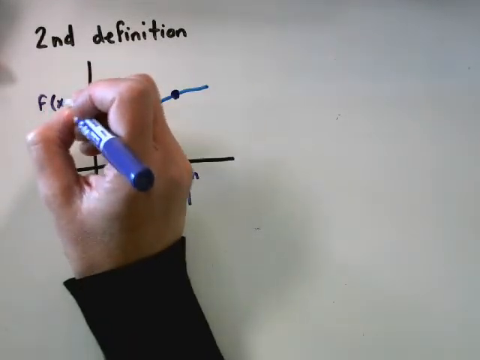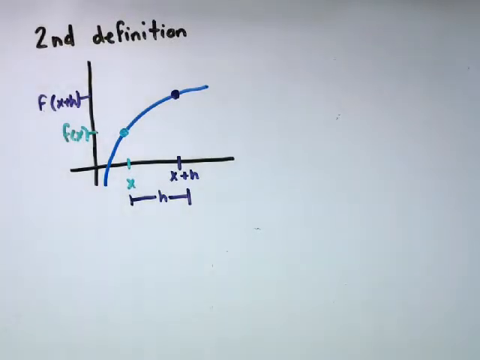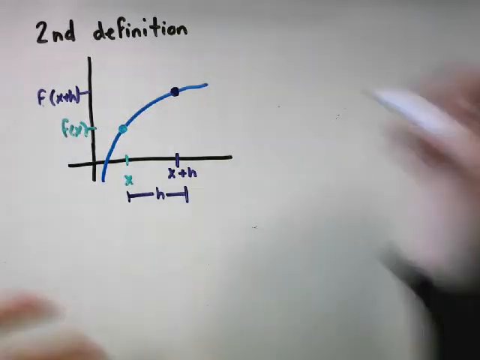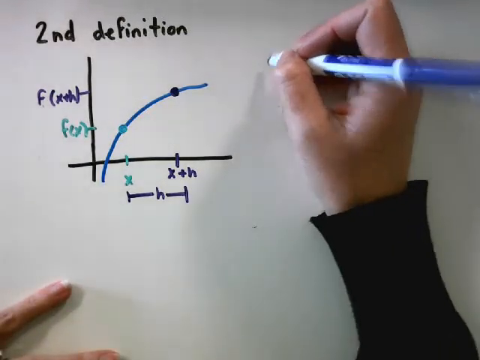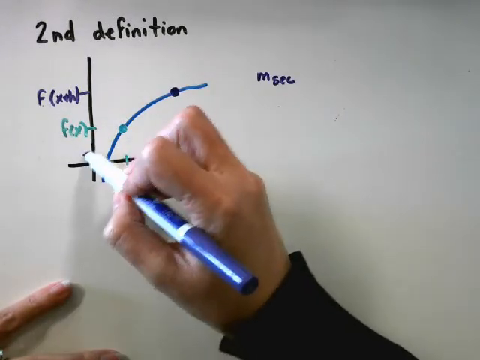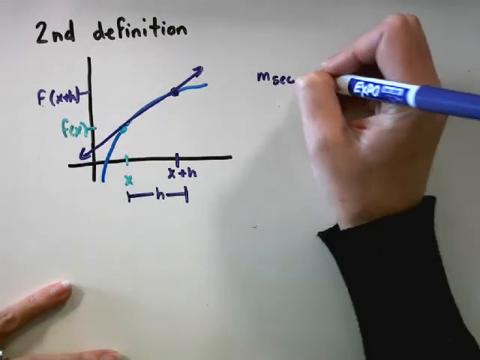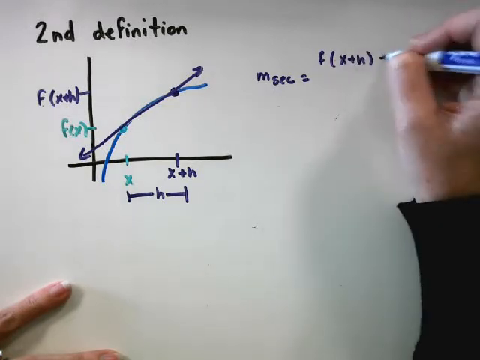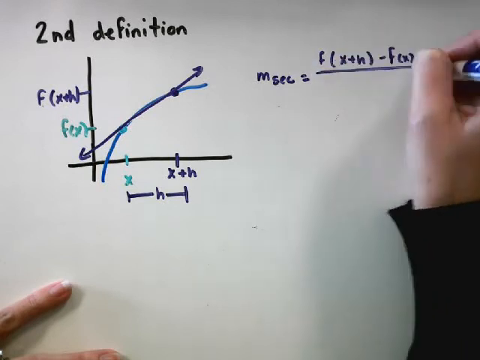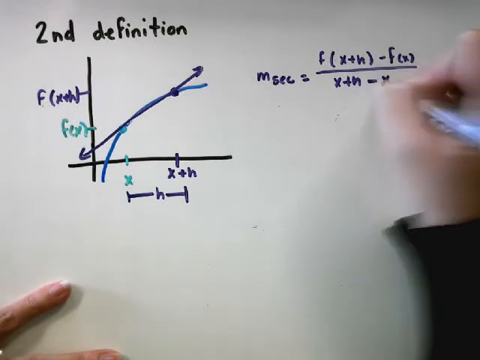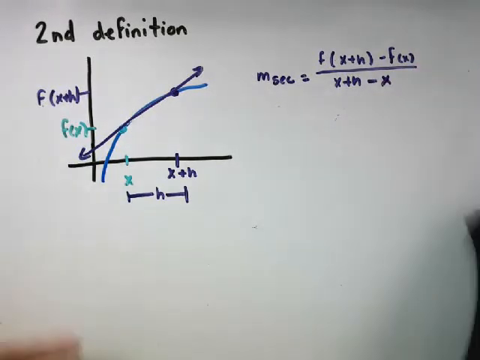Okay, for this definition, I'm going to do this twice. We're going to first do the slope of the secant line. So the secant line is going to go through those two. So that's going to be f of x plus h minus f of x over x plus h minus x. That's going to simplify down, but I'm going to jump to the tangent line because that's really what we're interested in.